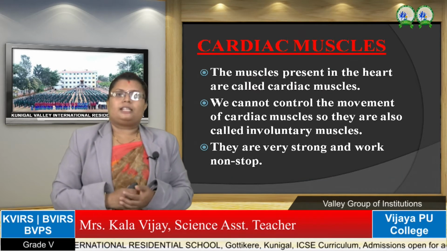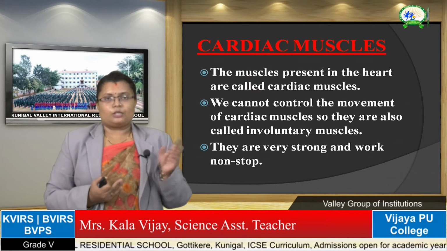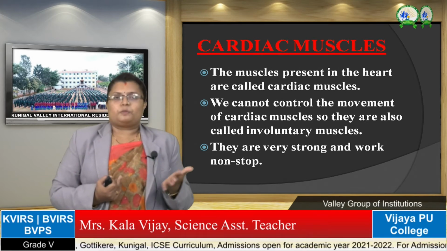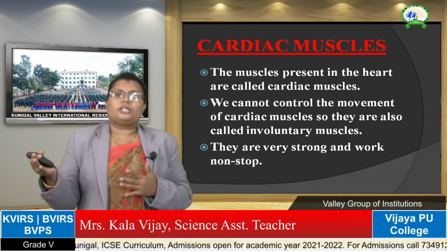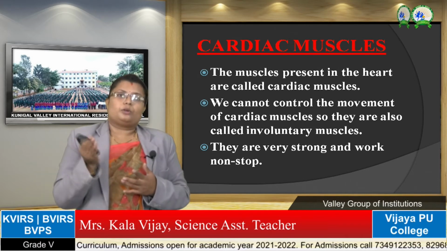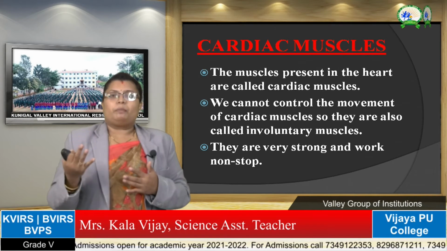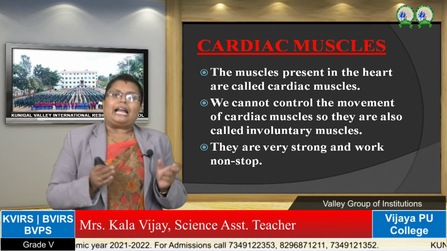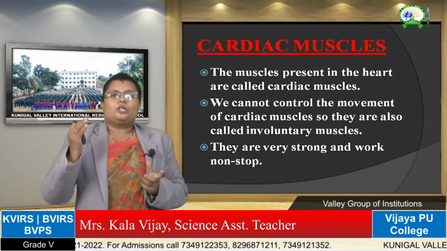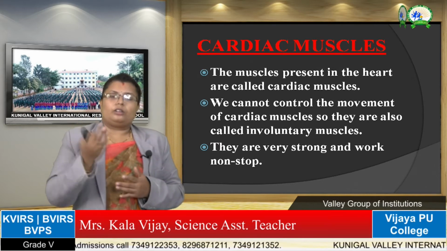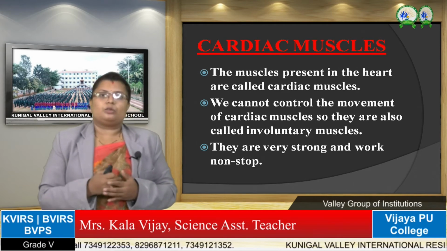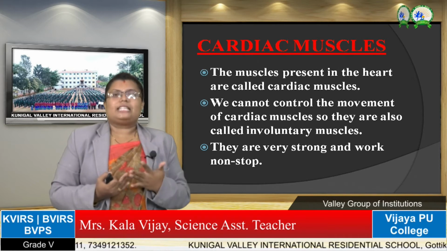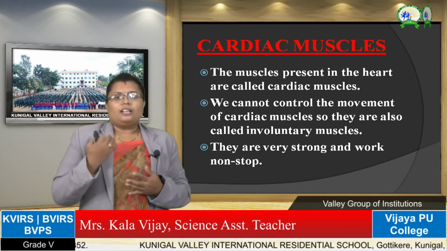The next type of muscle is cardiac muscles. The meaning of the word cardiac is heart. If you go to hospitals, you can find the CCU units, cardiac care units. So cardiac means heart, and patients with heart problems are put into those CCU units. So the word cardiac means heart, children. The muscles which are found in the heart are known as cardiac muscles.